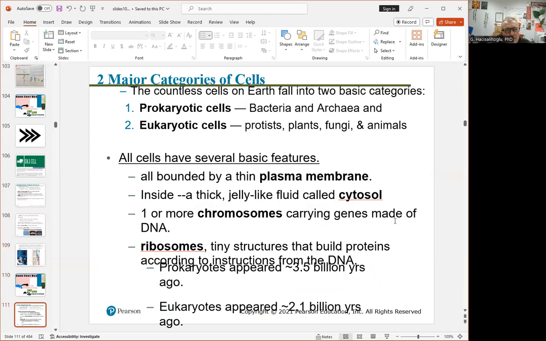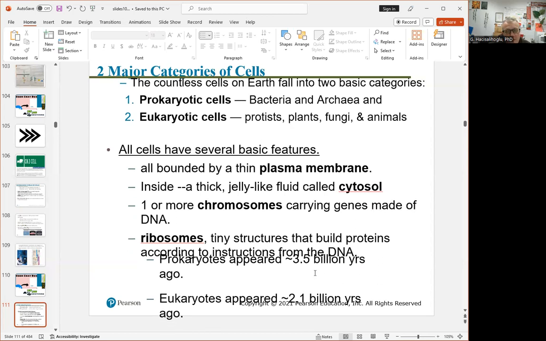Again, we have two groups of cells, prokaryotic and eukaryotic. Prokaryotes are bacteria and archaea, all the phyla, and eukaryotes are protista, animal, plant, and fungi. All cells have a plasma membrane. Most cells have a wall, but not animal cells. All cells have cytosol. All cells have chromosomes. All cells have ribosomes, which are the protein factories.